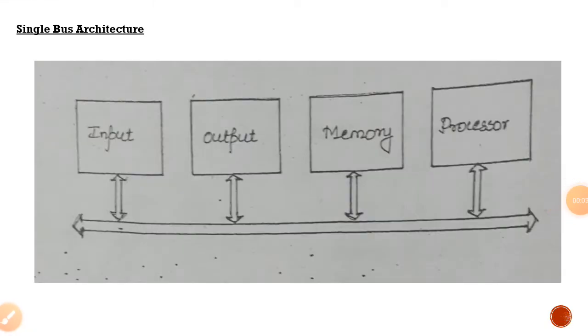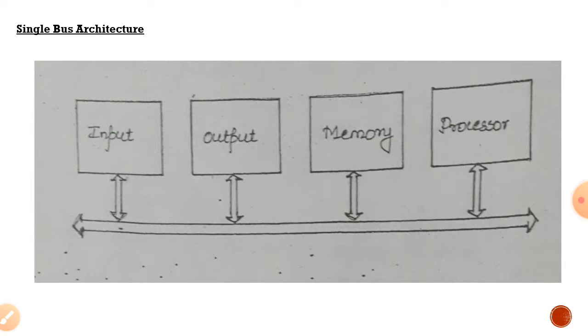Next topic is single bus architecture. So first let us understand what is meant by bus and bus architecture. The different functional units means input unit, output unit, memory and the processor. The processor contains the arithmetic and logic unit and the control unit.